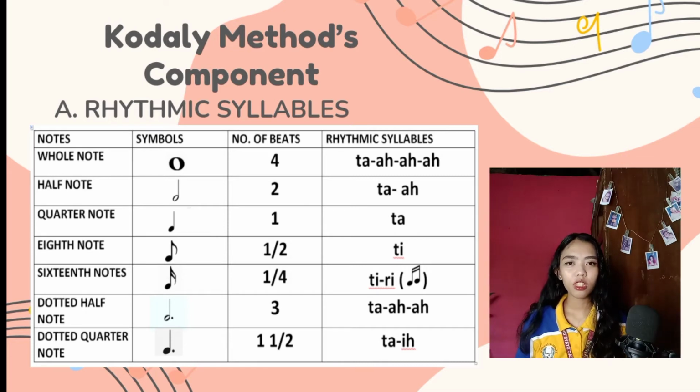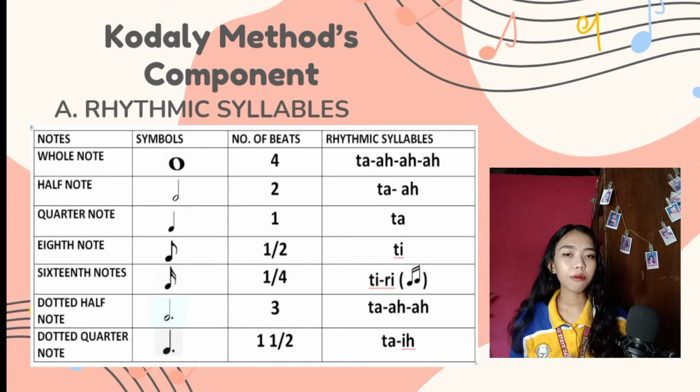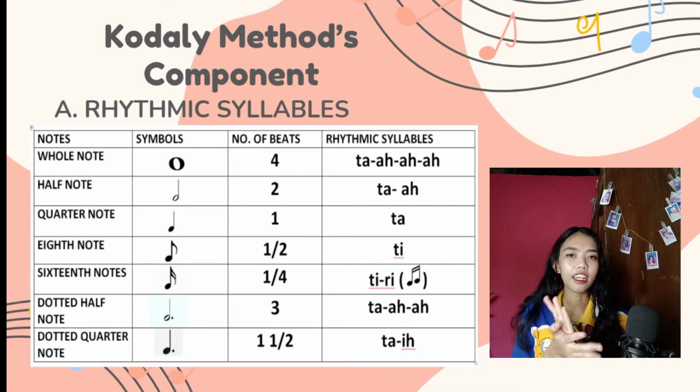And the last note is dotted quarter note. It has 1 1/2 beats. Its rhythmic syllable is tai, tai. So, isang buong palakpak, tapos mabilis na i, tai. Again, tai. Bakit ganun kabilis yung i? Kasi 1 1/2 yung beats.